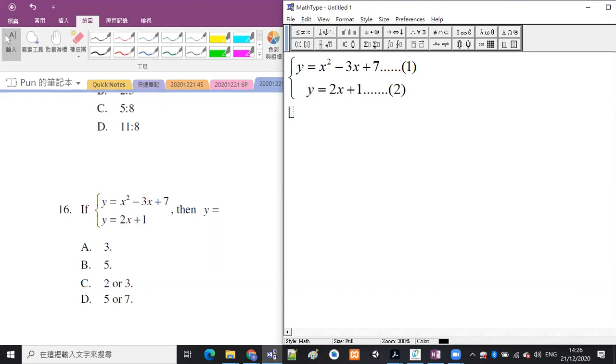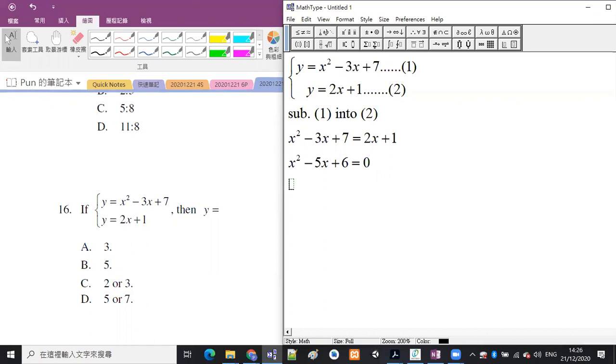Because both of them are using y as the subject already, we sub 1 into 2. So we have x squared minus 3x plus 7 is equal to 2x plus 1. Can you get this? And then when you move all the terms to the left-hand side, you'll get a simple quadratic equation. It's x squared minus 3x minus 2x becomes minus 5x, plus 7 minus 1 becomes plus 6 is equal to 0.